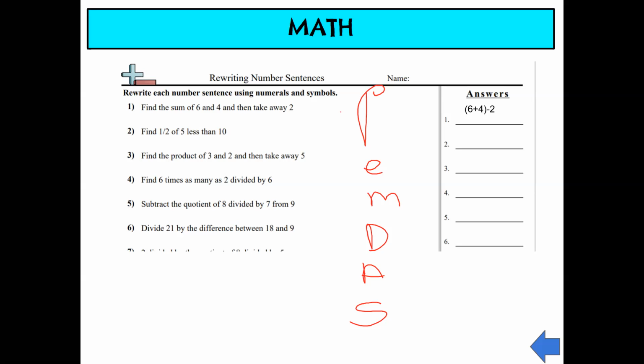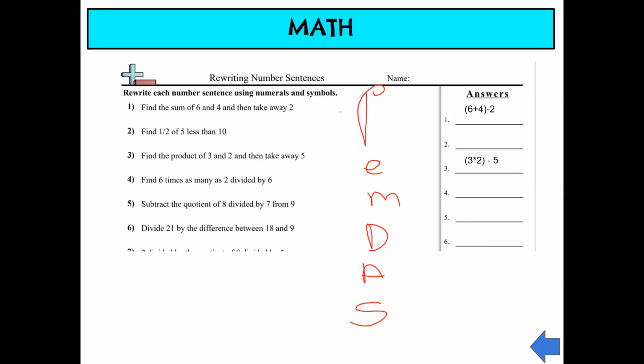So we have to find the product of 3 and 2 first, and then we take away, or minus, or subtract 5. What does product mean? Product is the answer to a multiplication problem. So that lets me know that I'm going to be multiplying 3 and 2, because it's saying the product of 3 and 2. So that means the answer to multiplying 3 by 2. So that would look like that.